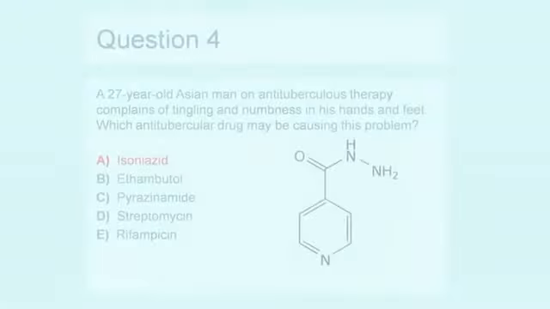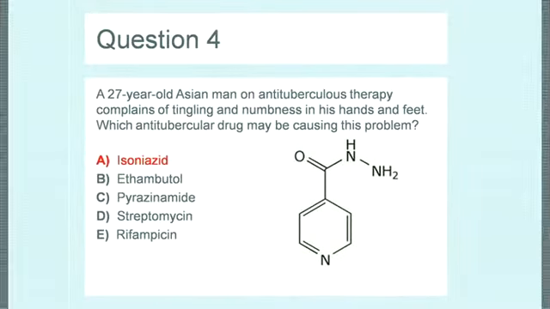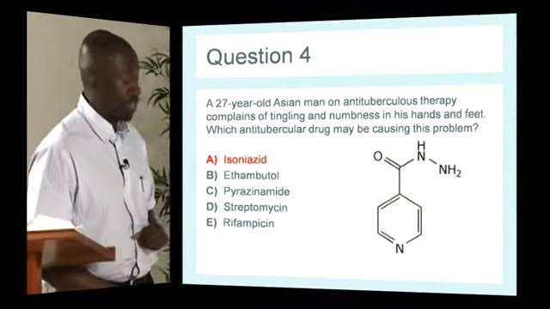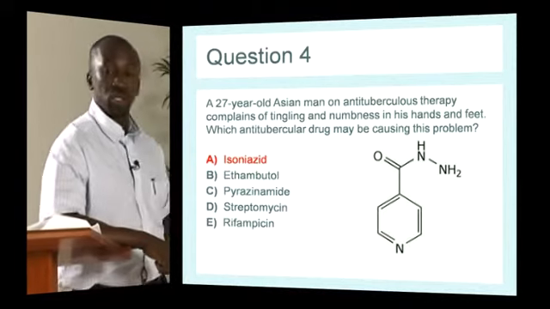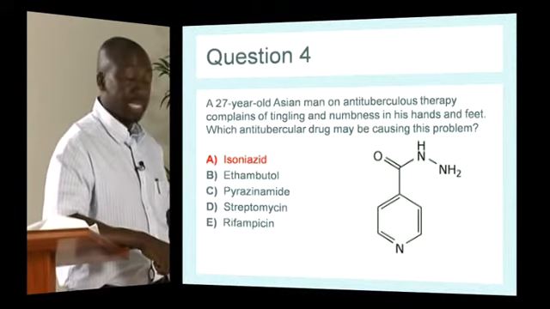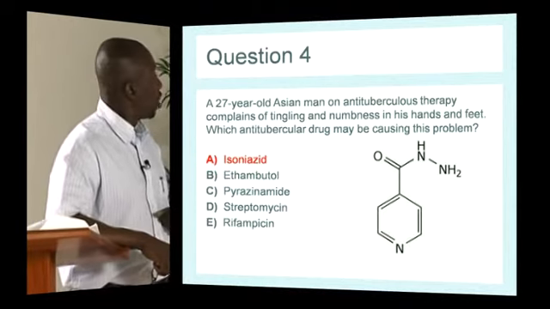In this case, the answer is isoniazid. It has a lovely structure, which you do not need to know for the exams, but isoniazid in slow acetylators will cause peripheral neuropathy. It is also an inhibitor of P450.